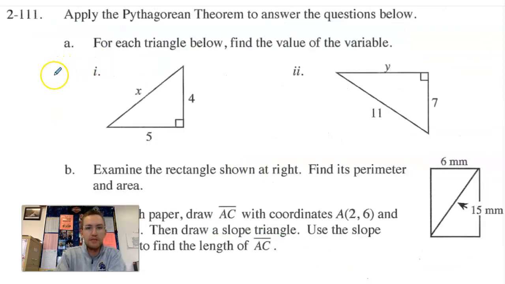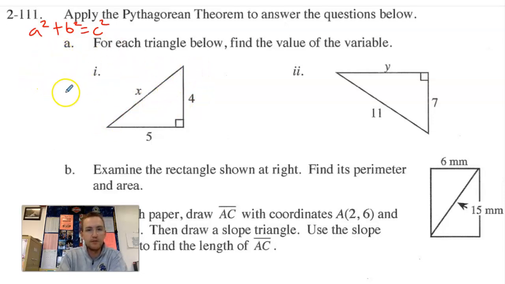211 is applying the Pythagorean theorem, and same thing with 212. So again, if we have a right triangle, we can use the Pythagorean theorem to find the missing side lengths if we know two of those sides. Again, the Pythagorean theorem, A squared plus B squared equals C squared. So here we have 5, we have 4, our missing side length is X, and we want to find X. So we can use the Pythagorean theorem. Again, C squared is always the hypotenuse.